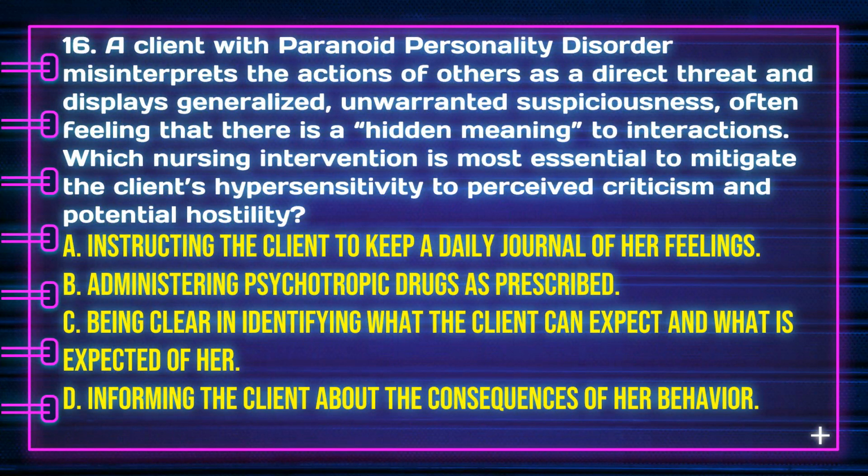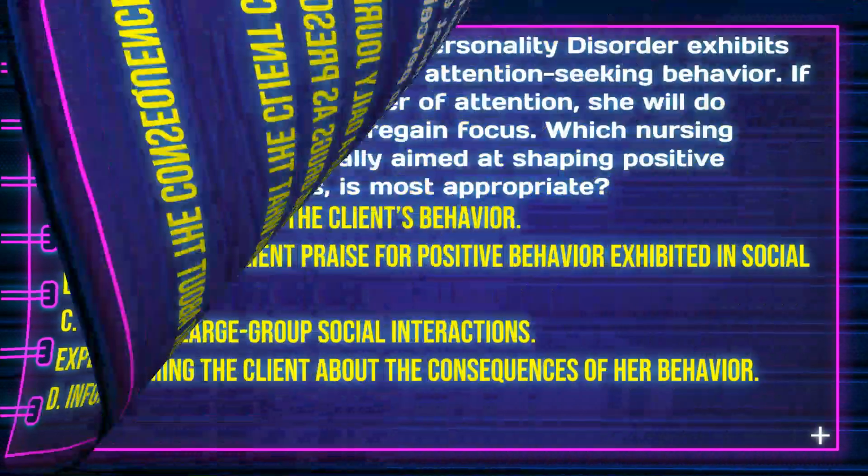Answer here is C, because the client's core issue is generalized suspicion and misinterpreting others' motives as underhanded or threatening. Clarity regarding expectations, what the client can expect and what is expected of her, is essential to reduce ambiguity and decrease the likelihood that the client will perceive hidden meaning or threat in the nurse's communication or the unit routine. Answer for 16, C.